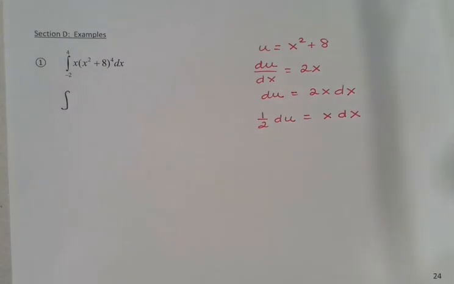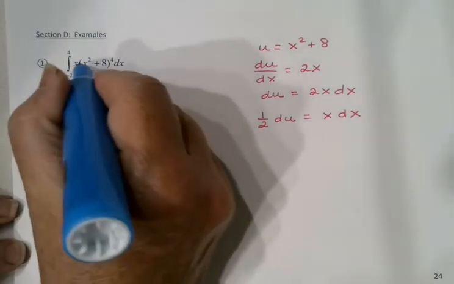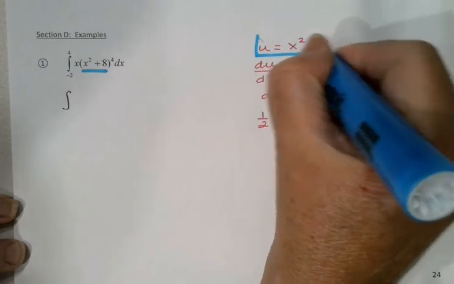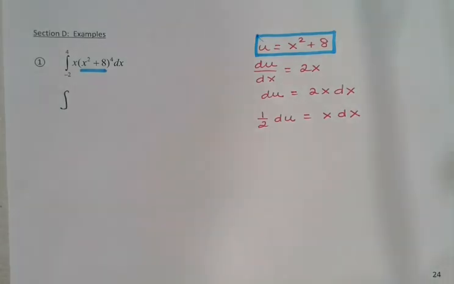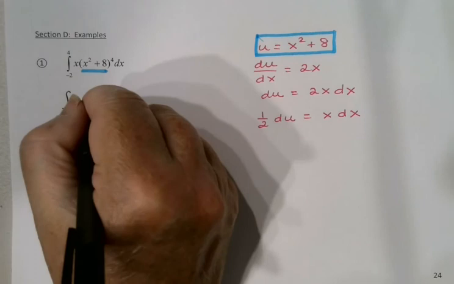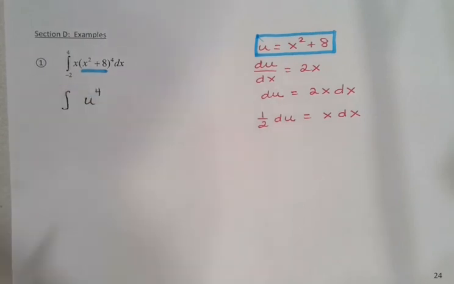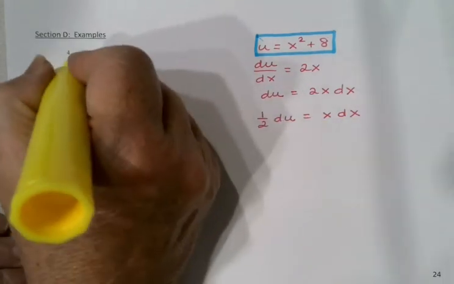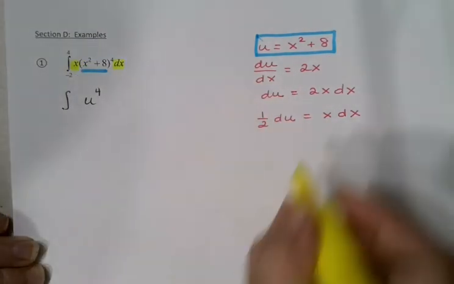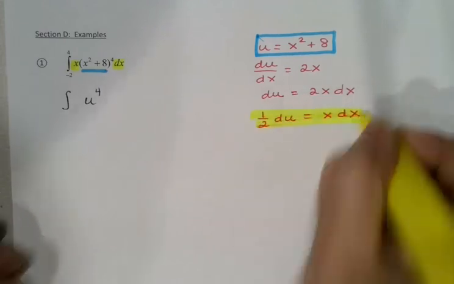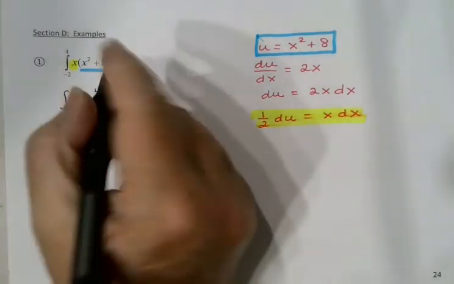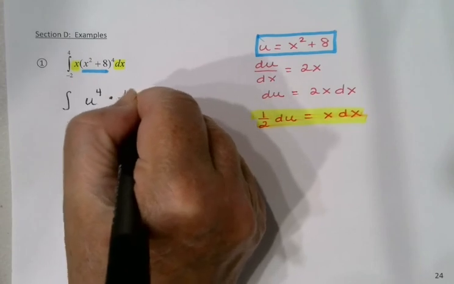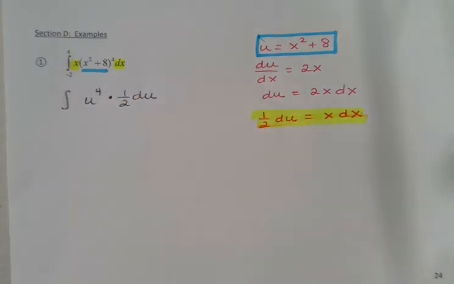Coming over here to do my integral, I'm going to replace the x squared plus 8 with a u. So that will actually be u to the 4th power. And then the x dx, which I have right here, gets replaced with a 1/2 du. Everything's accounted for. There's no leftover pieces, so I don't have any extra steps this time. This is looking pretty good.